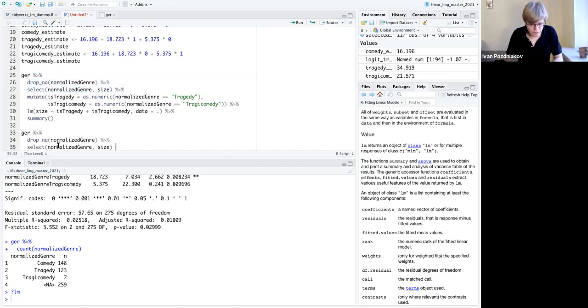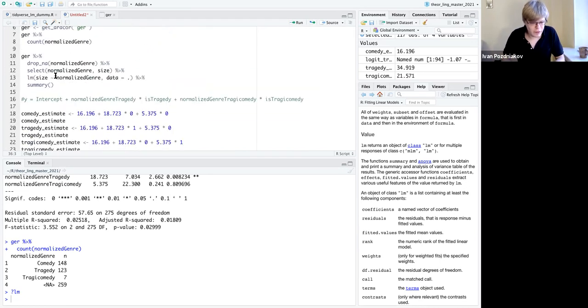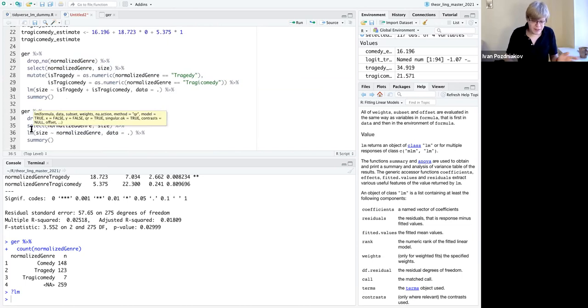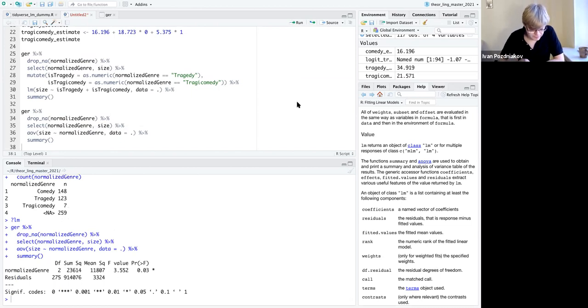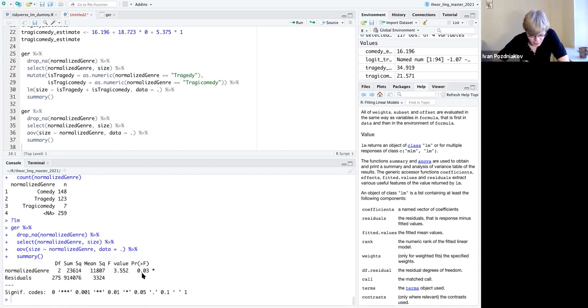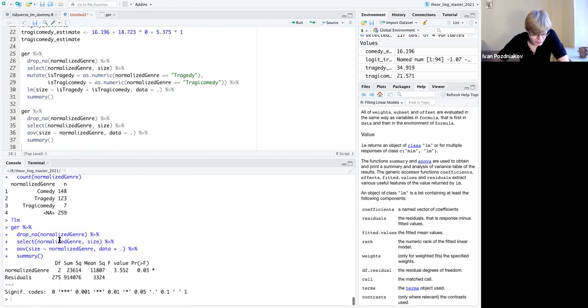And what is interesting is that if you try, instead of the lm function, to use the aov function, what will we get? We'll get exactly the same p-values. Look, that's 0.02999, it's actually 0.03. Here we have the F value, and here we have the F value, and they're the same.